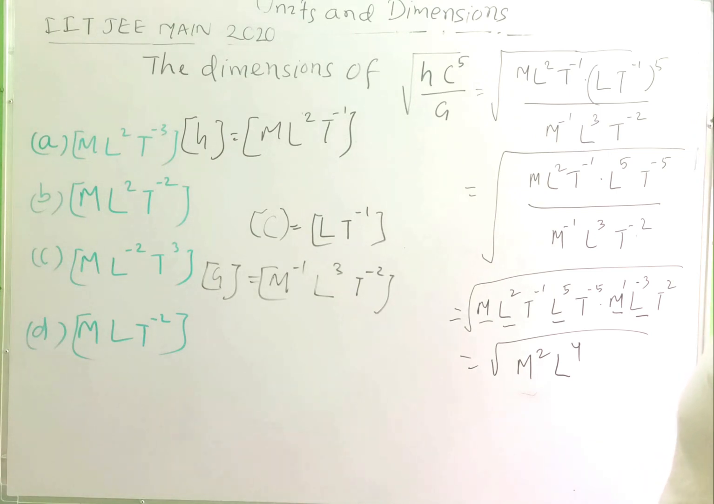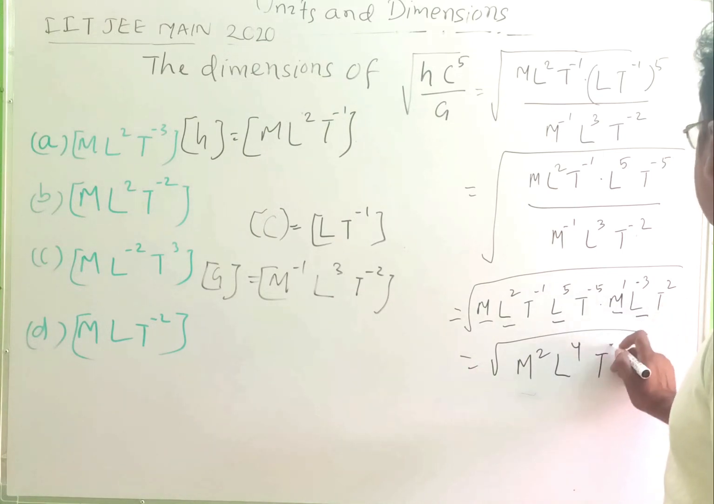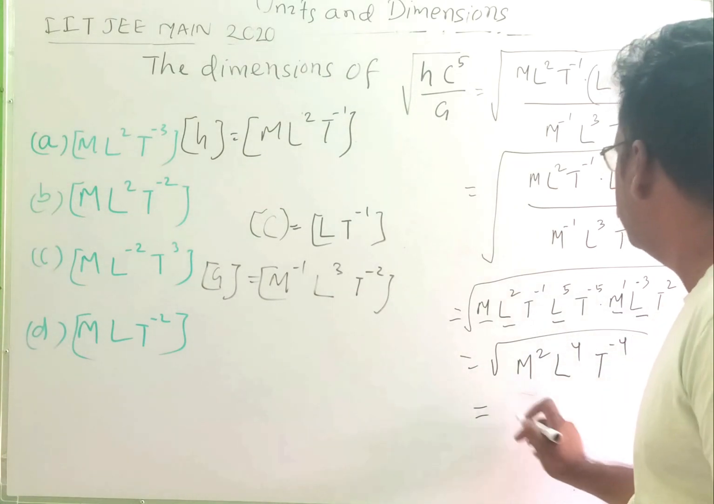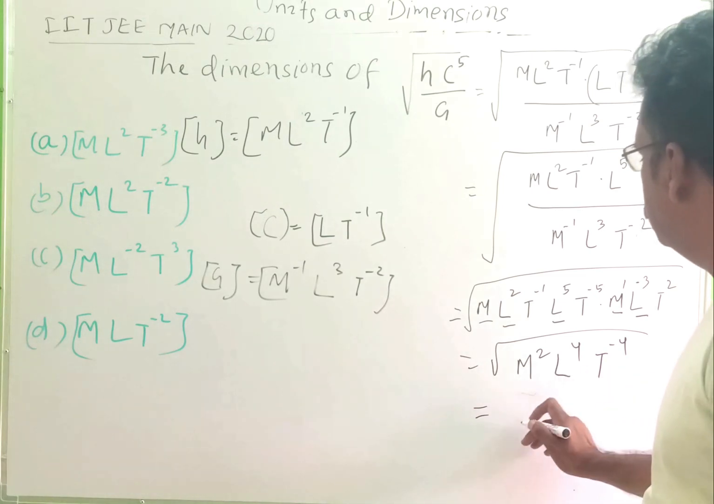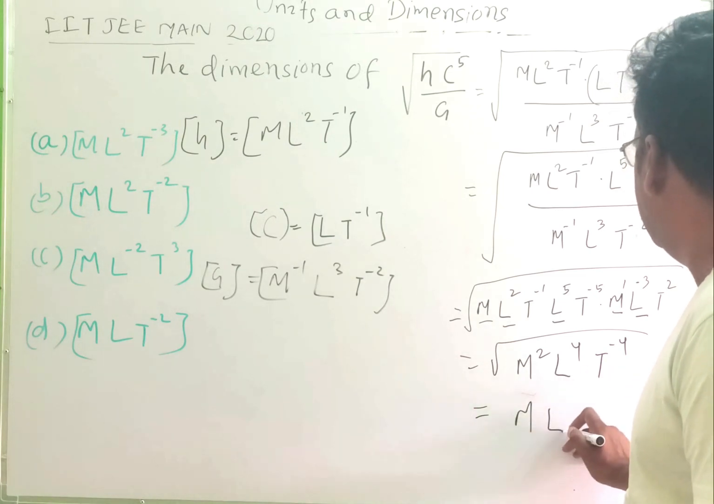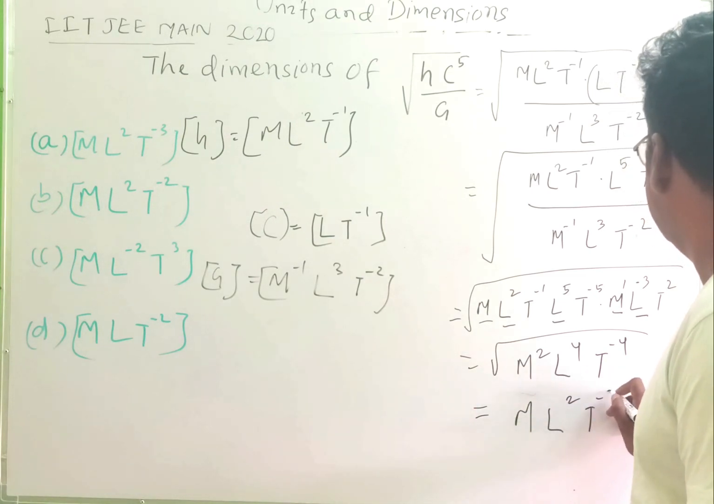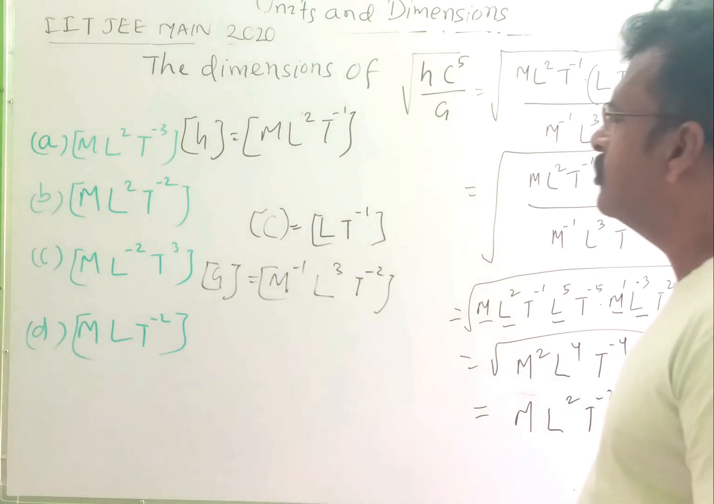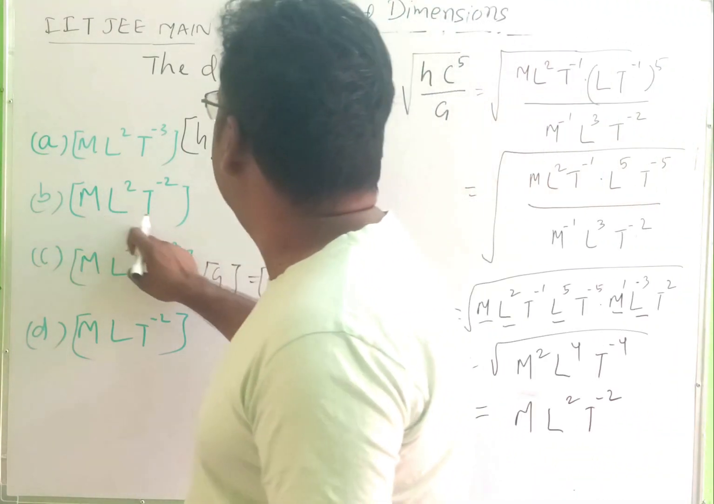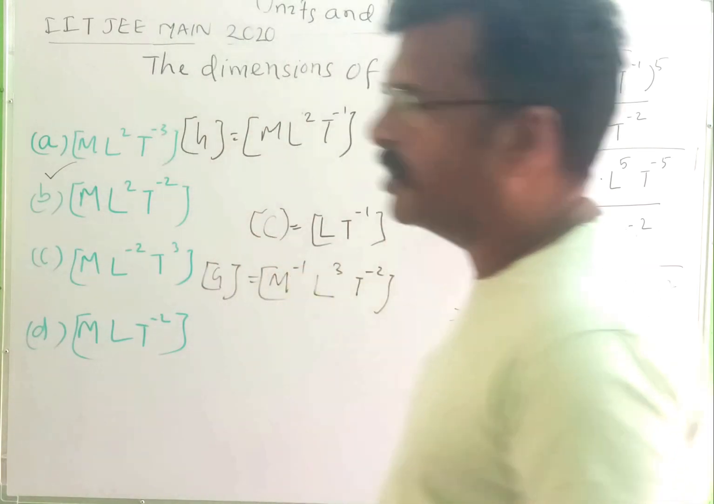Okay, student. Then T^-5, T^-1, T^-6 and T^2 means T^-4. So when we take the root, this becomes ML^2 T^-2. Okay, students. So the correct option is ML^2 T^-2. Option D is correct, students.